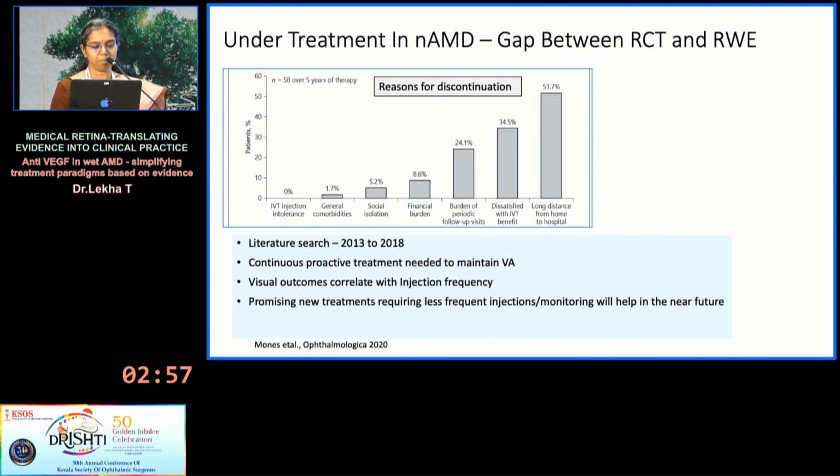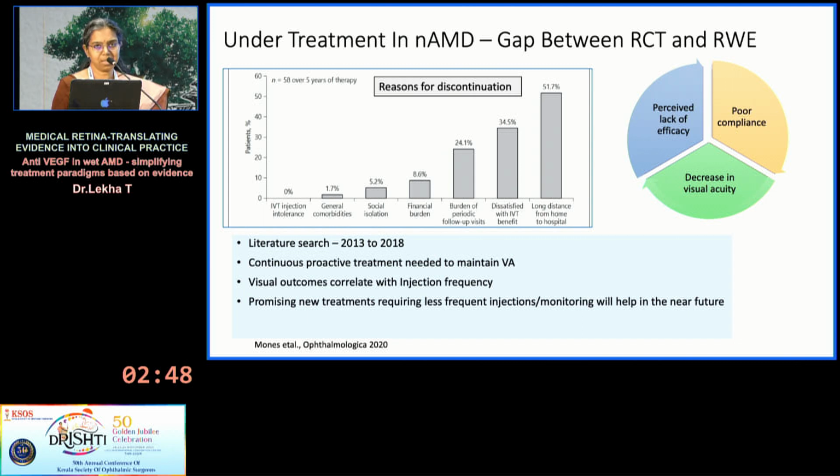Not only is it a financial burden, but also the burden of visits, those who are dissatisfied with the treatment, and even the distance factors. So what's happening is, once a patient has perceived lack of efficacy with the treatment, that will lead on to poor compliance, which in turn leads to further decrease in visual acuity. And it is this vicious cycle that we have to break. So we also need to have a change in our mindset that contributes to the under-treatment.